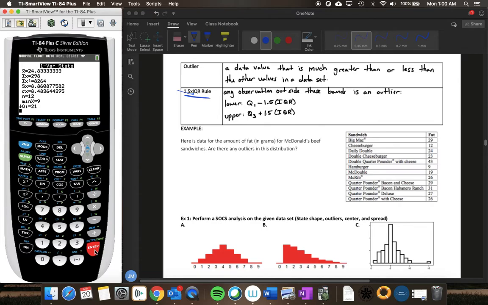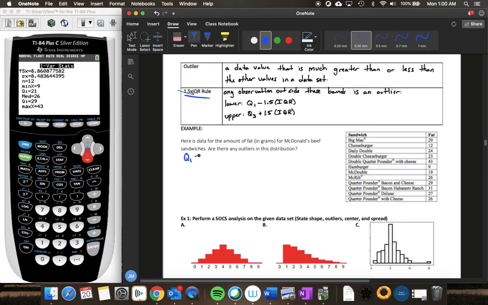And then when you press enter, you should get the same values that I'm getting. So the ones that are most important are really Q1 and Q3. It tells us that Q1 was 21 and that Q3 was 29. So in order to use these formulas, we've got Q1, we've got Q3, we just need to find our IQR.